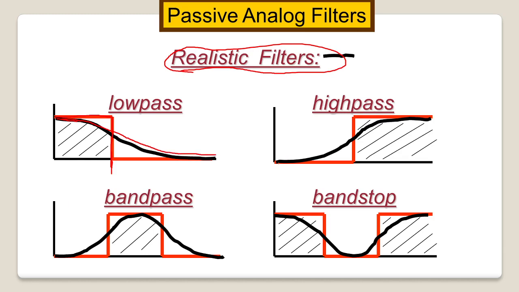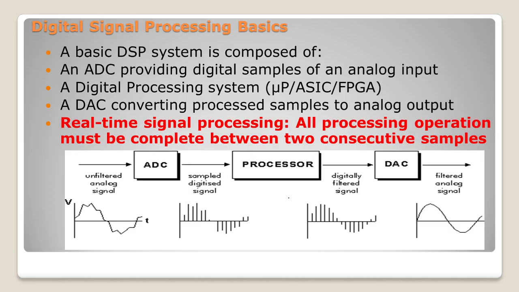Like this one, in the high pass filter, it will start to conduct from a frequency less than the cutoff frequency. It starts to pass, and the graph is like this. In the band pass, the graph is like this, and in the band stop, the graph is like this, as compared to the ideal one. These are the four as compared to ideal. So the digital signal processing is like this.